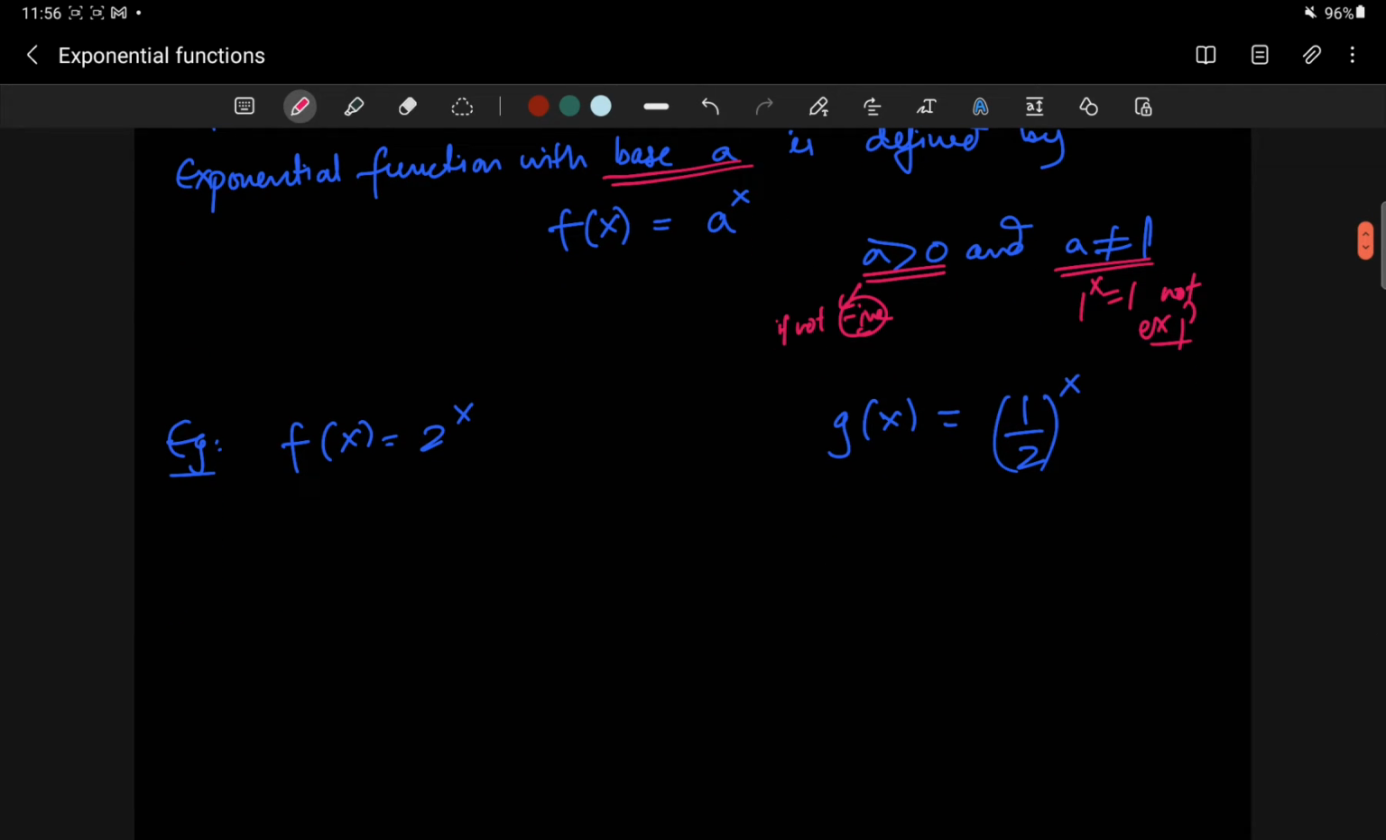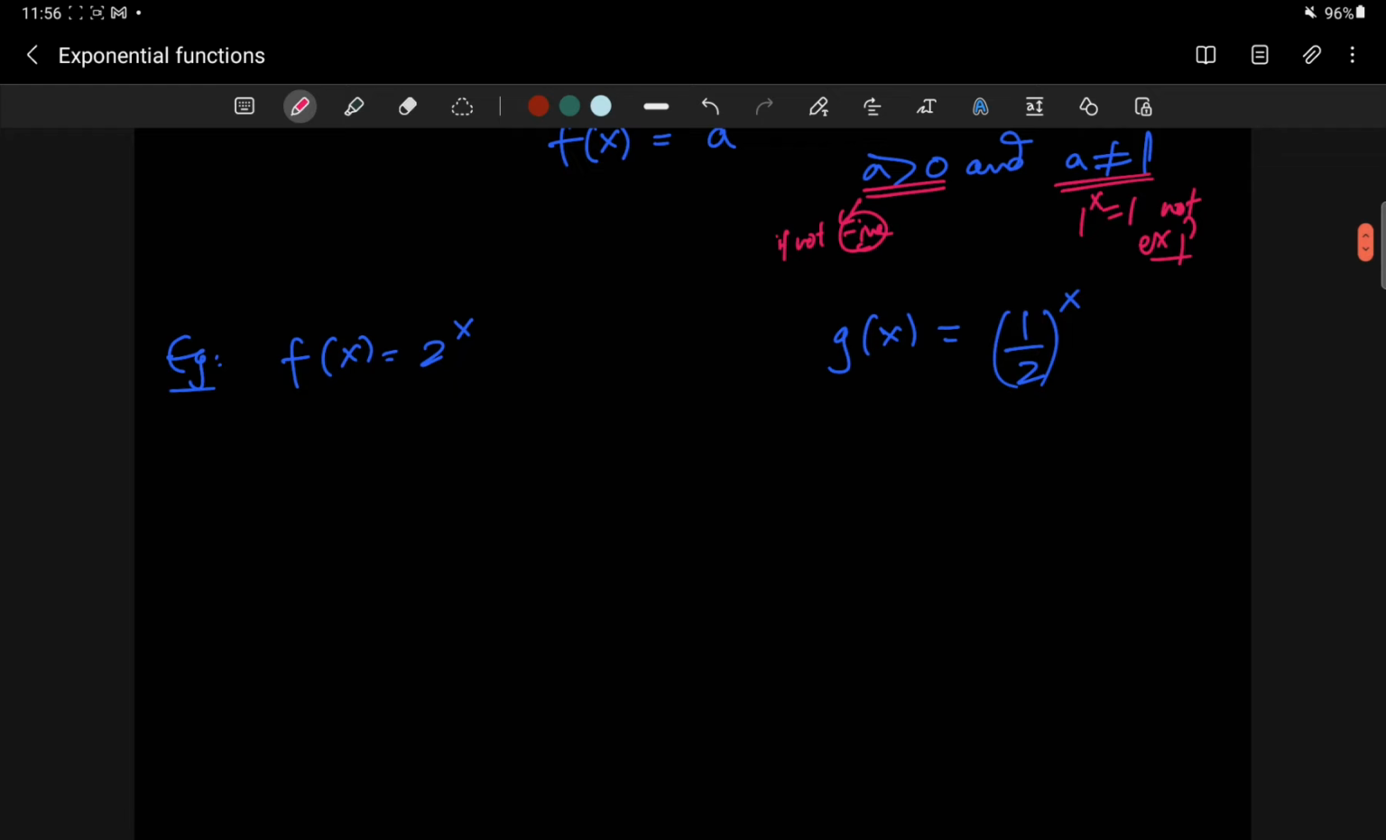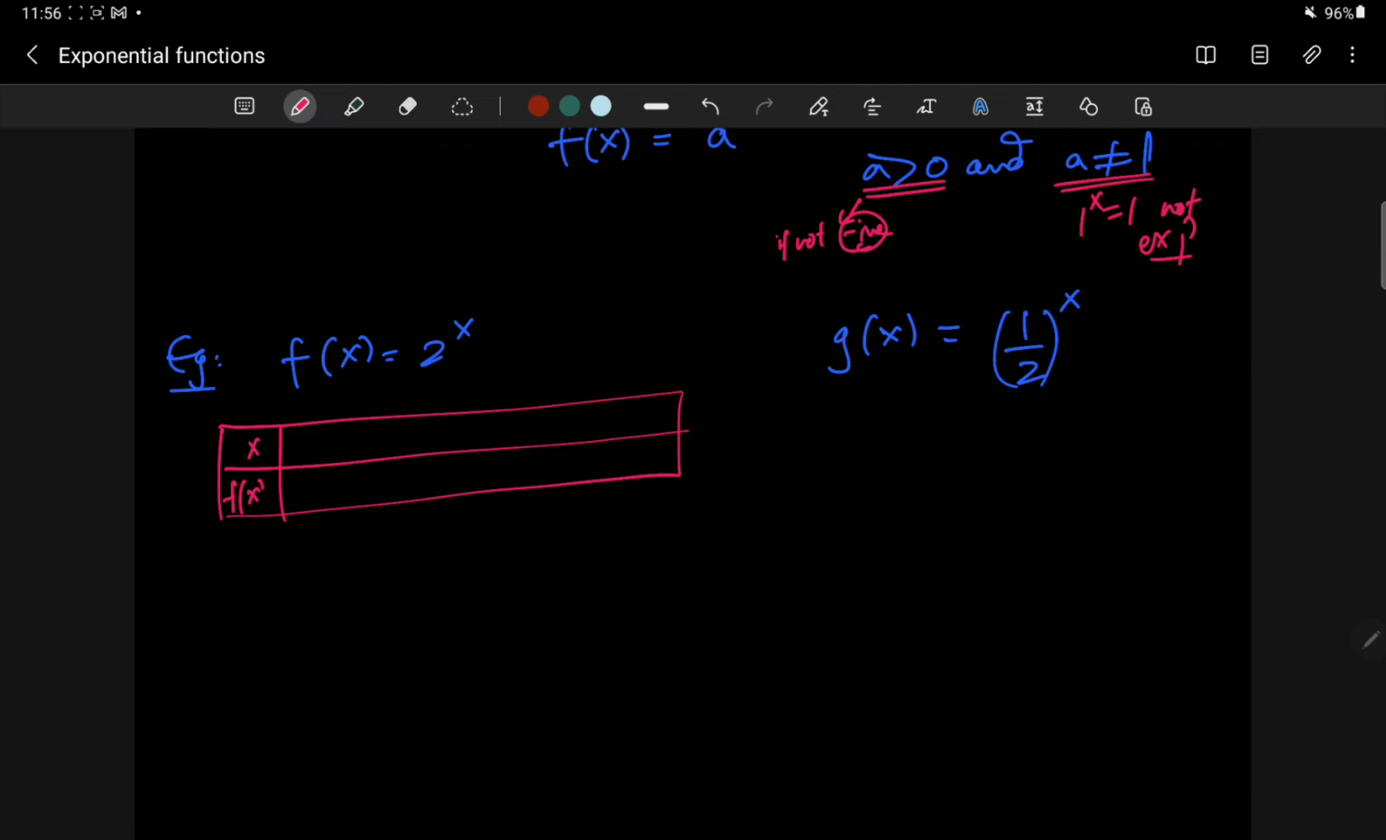So let's look at these two functions. f of x equals 2 to the x. If I make a table of various input values and output values, okay, let me start with, say, 0 and then some positive and some negative. So let's do the positives first. 2 to the power 0, any number to the power 0 is 1. 2 to the power 1, that's 2. 2 to the power 2 is 2 times 2, so that's 4. Then you keep doubling it.